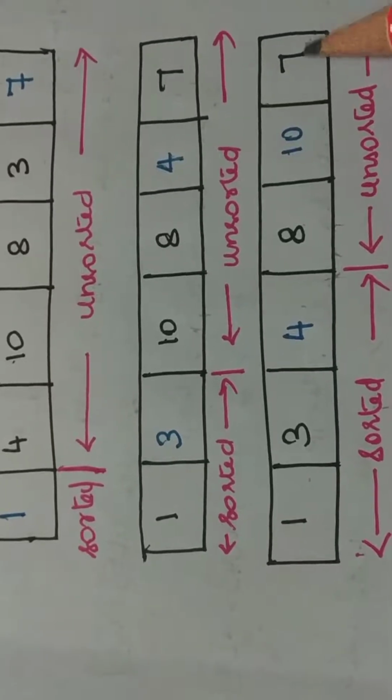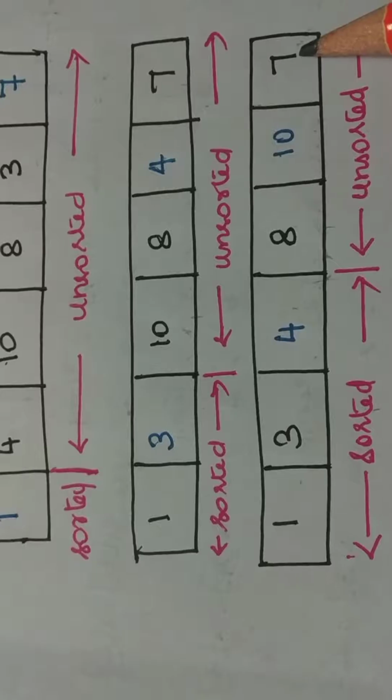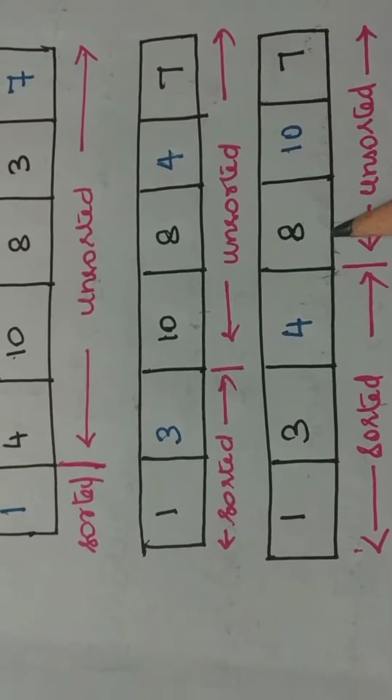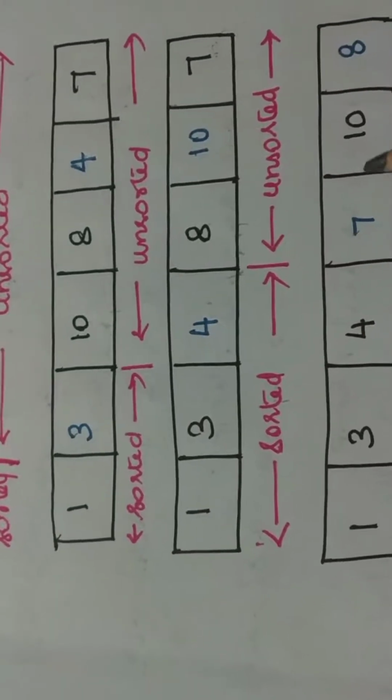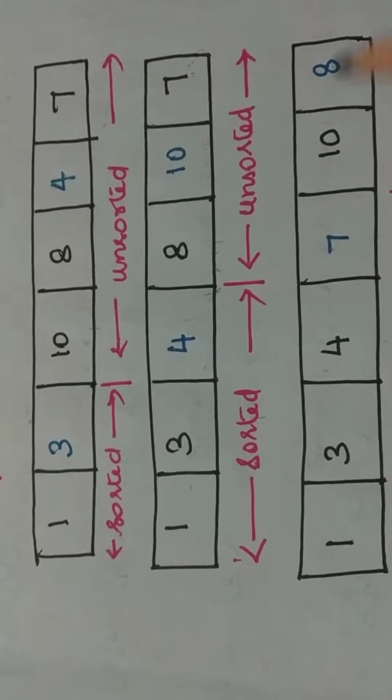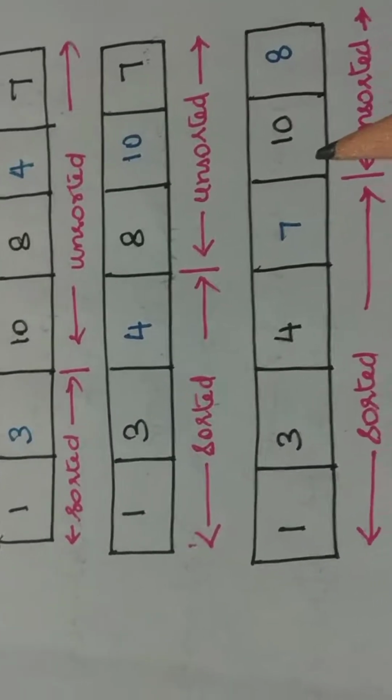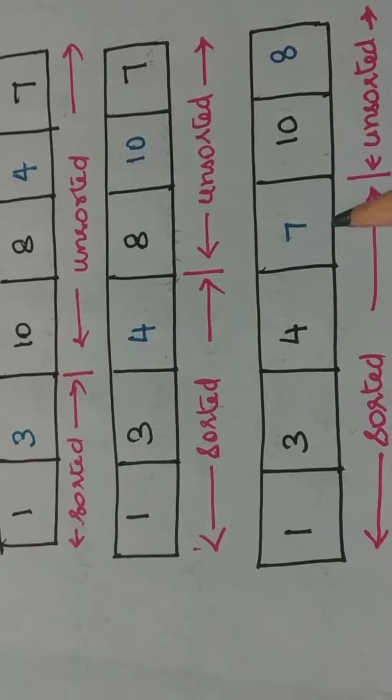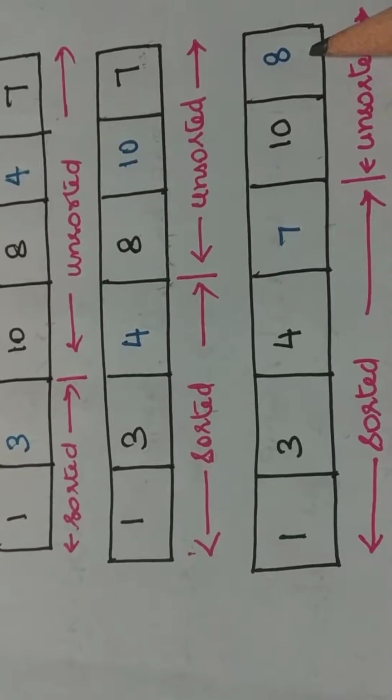In this we will find the minimum. Which one is minimum here? 7. So we will swap the 7 and 8. The remaining elements will be in their own position. And now this becomes our sorted sublist and this becomes our unsorted.